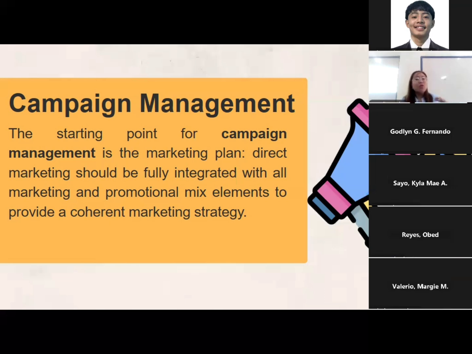For example, Coca-Cola's Share a Coke campaign featured personalized bottles with popular names. This campaign was integrated with TV advertisements, social media promotions, and in-store displays. So by understanding their target market and using a unique approach, personalized names, Coca-Cola created a unified and compelling campaign that encouraged customers to engage and purchase.